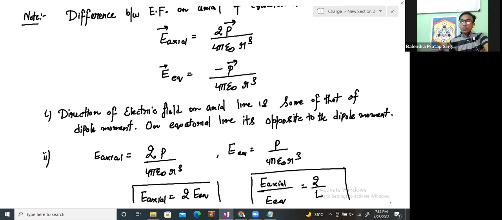Okay, do you guys have any question related to the electric dipole or the electric field due to this dipole? If anyone has any question, they can ask. Now I'm going to discuss the next topic, which is electric field lines.